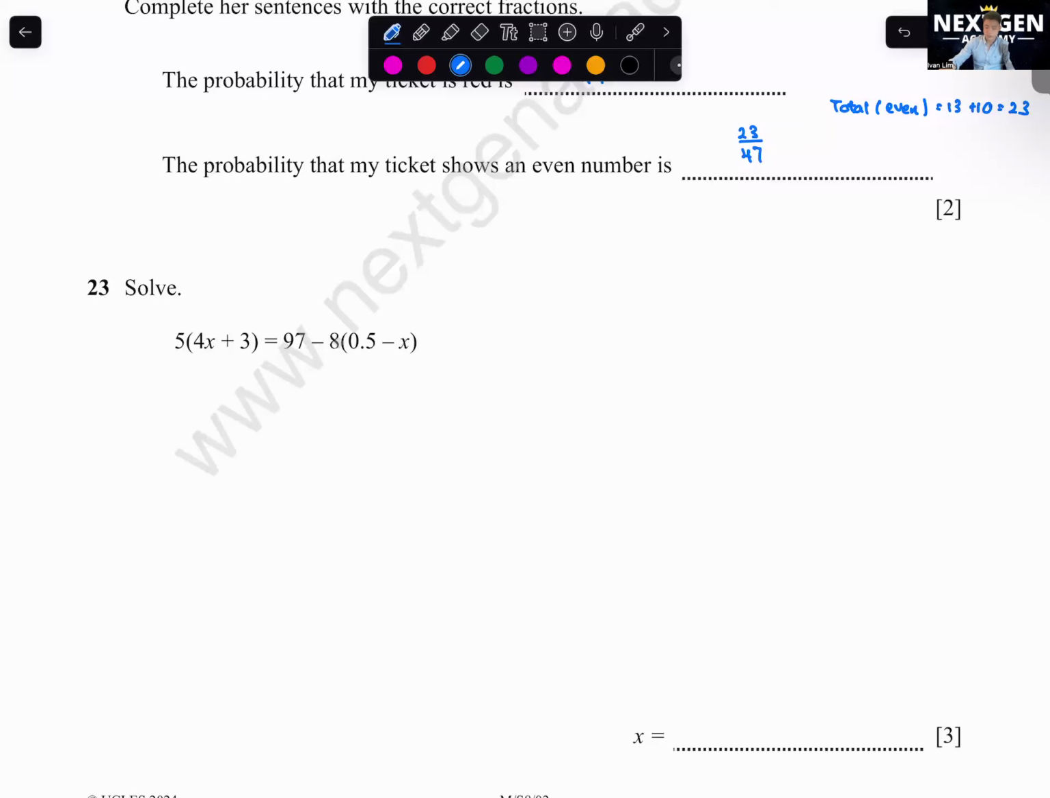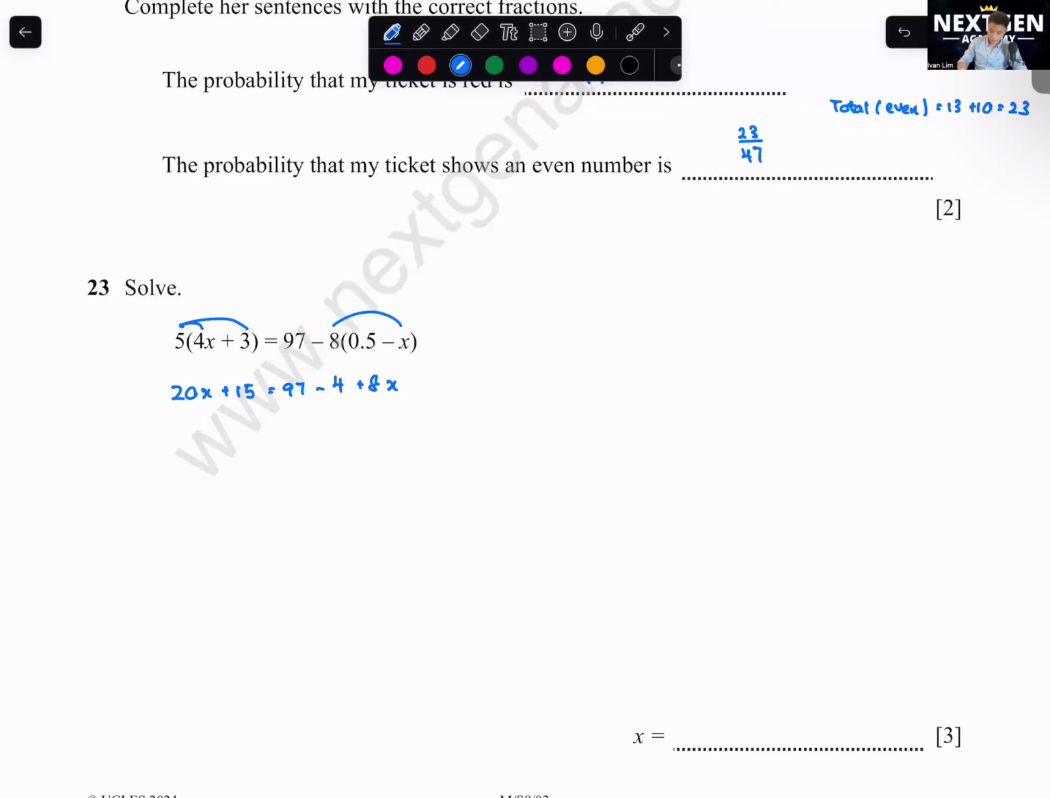Okay, what do we do first? We have to open up the bracket first. So this times this times this. So 20x plus 15 equals to 97. 8 times 0.5 minus 4 minus 8 times minus x plus 8x.